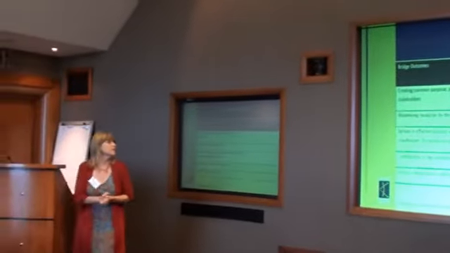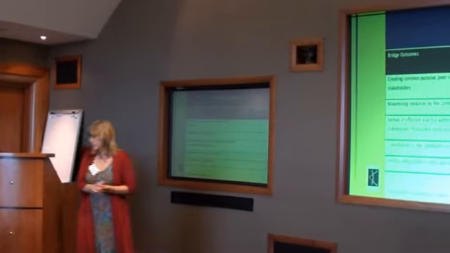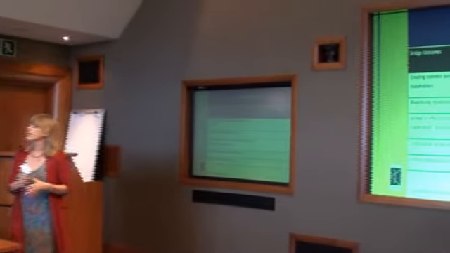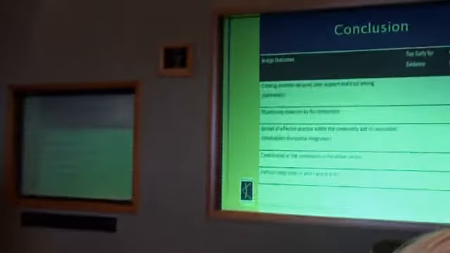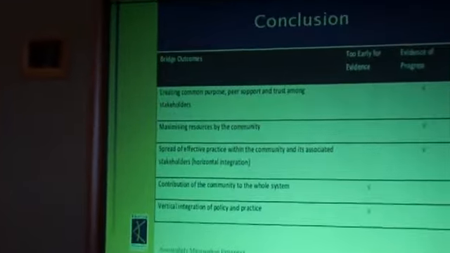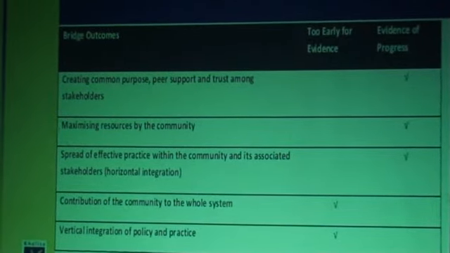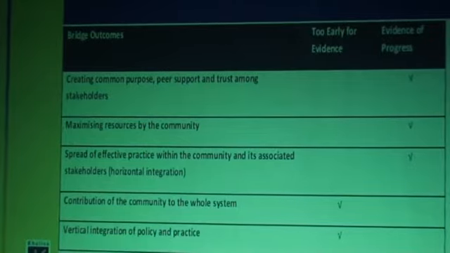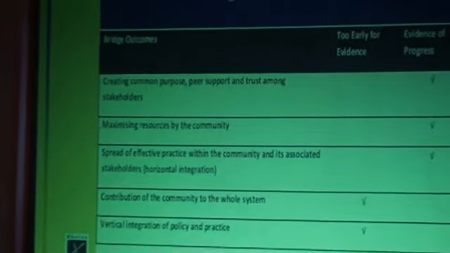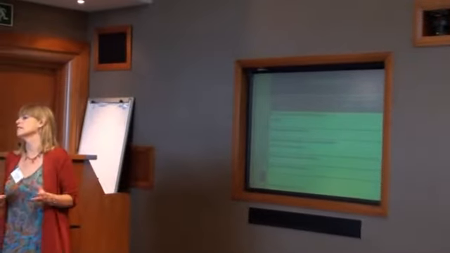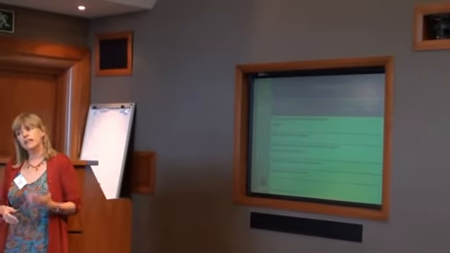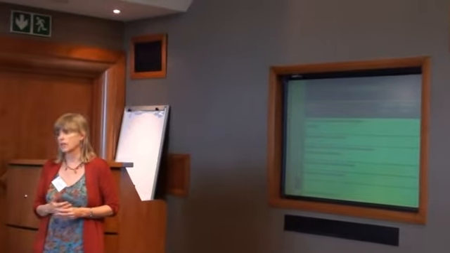So, in conclusion, there's evidence of progress in the first 3 objectives, and very much like Barbara said, the short-term versus the long-term objectives. Creating common purpose, maximizing resources of the community, shared effective practice, we're really starting to see some evidence of. Contribution of the community to the whole system, and vertical integration of policy and practice, way, way, way, way too early to say. It takes years to make an impact on policy. I'll leave you with that thought, really.